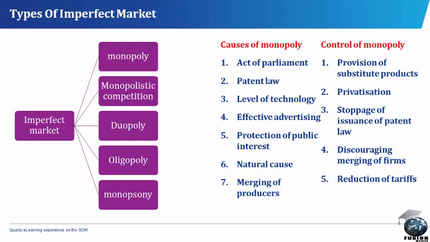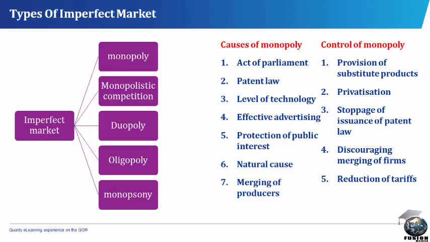How to control monopoly. In order to control monopoly, we have to take some decisions. We have the provision of substitute products. We have the privatization. This means shifting of government ownership of public corporations, industries, and companies to private enterprises, thereby inviting individuals to participate in their running.